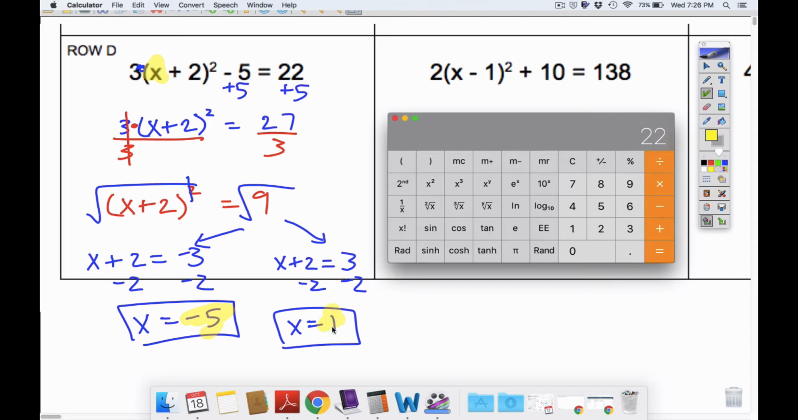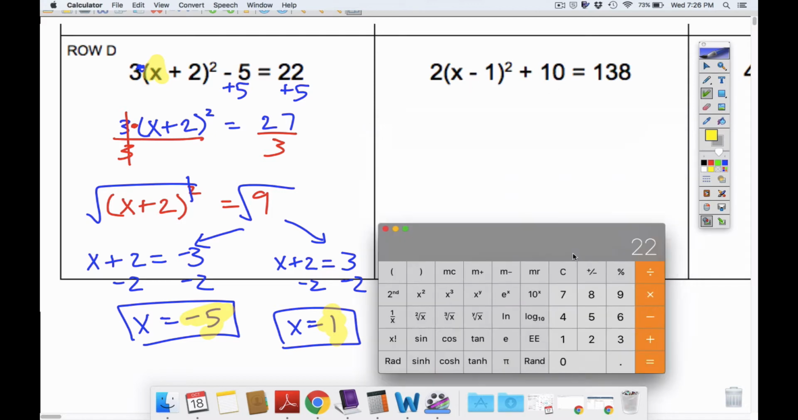Now I do the same thing with 1. 1 plus 2 is 3. 3 times 3 is 9. So I did the inside, I squared it. Now I take it times this 3 on the outside. 27 minus 5, boom, 22. So those answers were correct. You know the routine. Pause the video, try this problem, then press play to check.